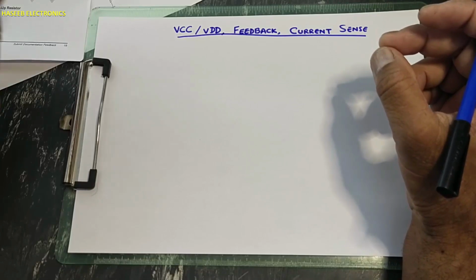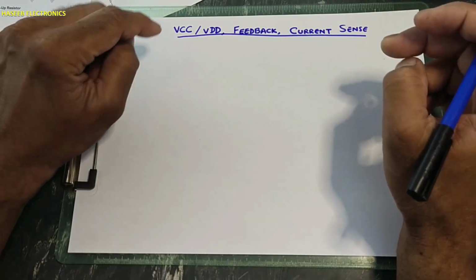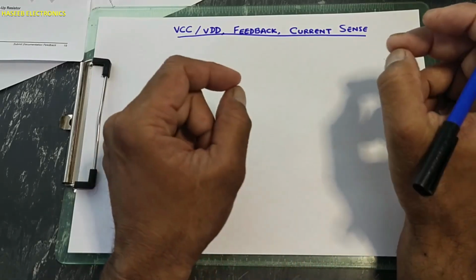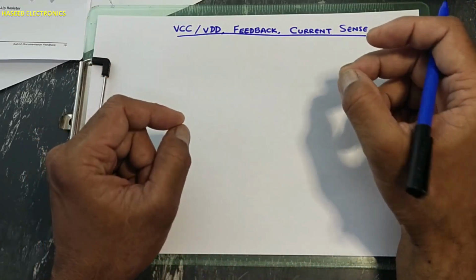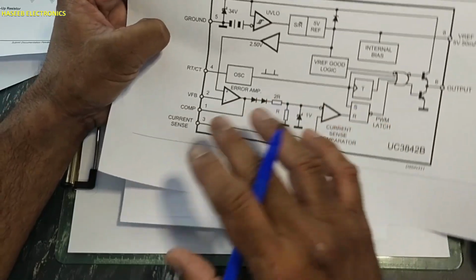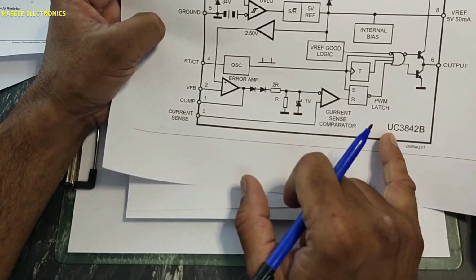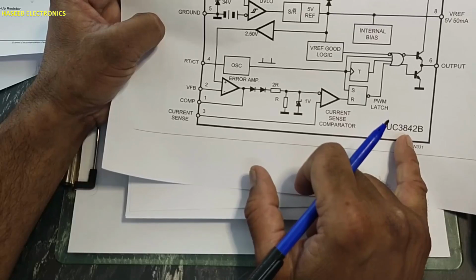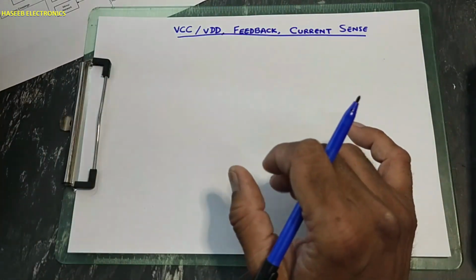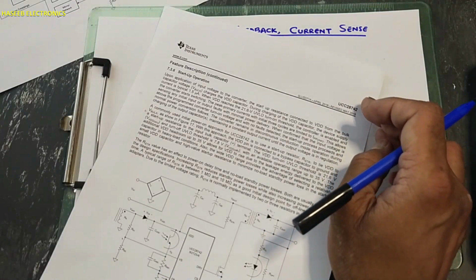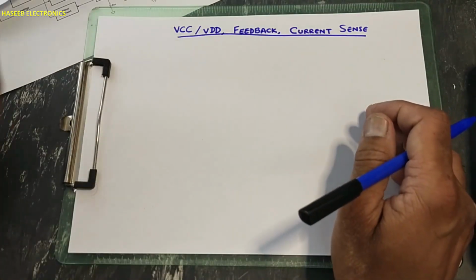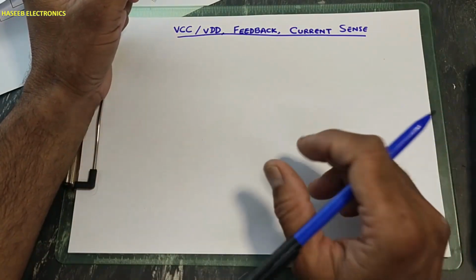In this session, we will discuss the relationship between VCC, feedback, currents and signals in any SMPS IC, in any PWM controller IC. To understand the function of these parameters, I will use the datasheets for the UC3842, 43, 44, 45 ICs and the UCC28742 IC. Both these ICs are primary side regulators.